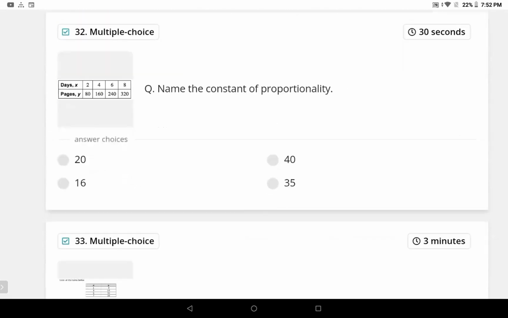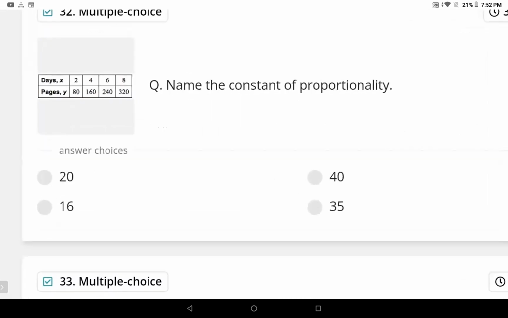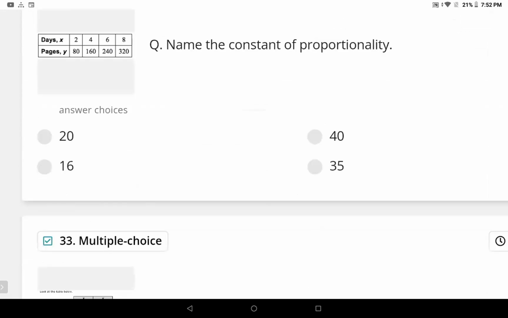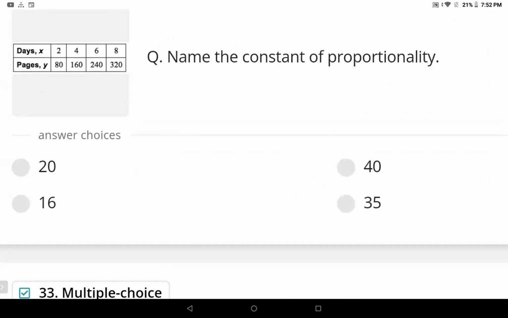So name the constant of proportionality. Which constant is proportional here? Is it 40, children? Is it 40 or what number? Yes, 40 only, children. Because you just see 2 multiplied with 40 gives 80. 4 multiplied with 40 gives 160. 6 multiplied with 40 gives 240. 8 multiplied with 40 gives 320.